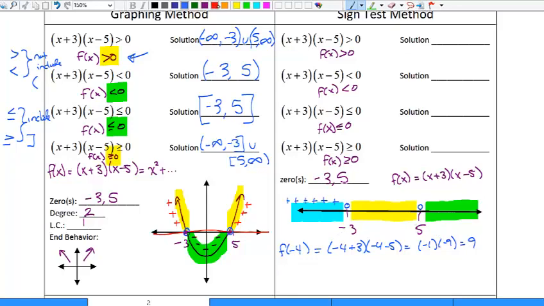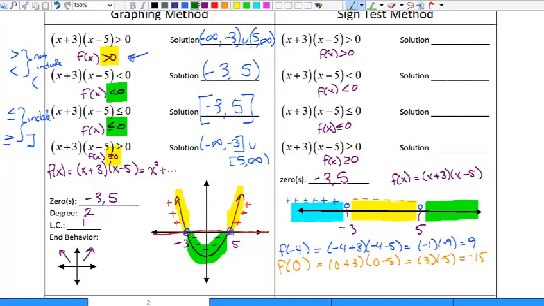Next, I'm going to try the interval in the middle here. So I have f of some number between -3 and 5. I'm pretty cheap. I almost always go for 0. If 0's in the interval, I like to try that one because 0 makes my arithmetic a little easier. So here I have +3 times -5, which is -15. Now, because it's in between the 2 boundary points, every number in between will also then be negative.